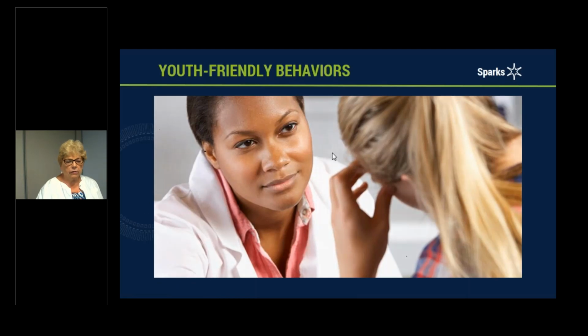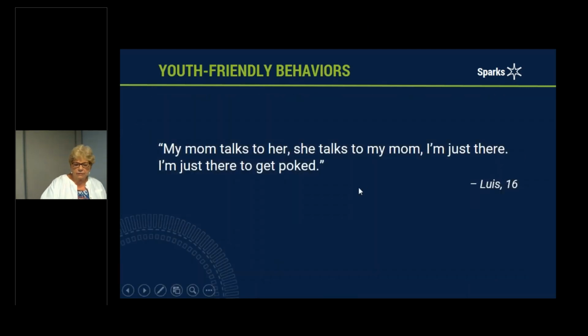The next scenario is Lewis, who is 16, says, "My mom talks to her and she talks to my mom. I'm just there to get poked." Okay. So which one is this one? Well, this one is talking about number 3, listen to and objectively consider what young people have to say. I think that's easy to do because we're on a time constraint. And so instead of talking to the youth, who is probably clammed up and not really wanting to talk to begin with, it takes a little longer to get them out of their shell. Plus, they're not going to talk with mom in the room or dad in the room.